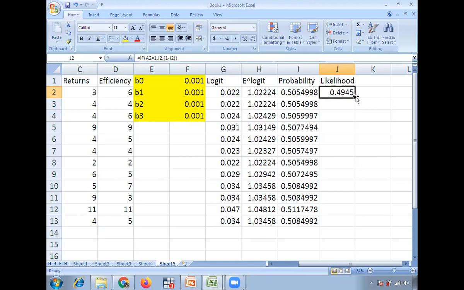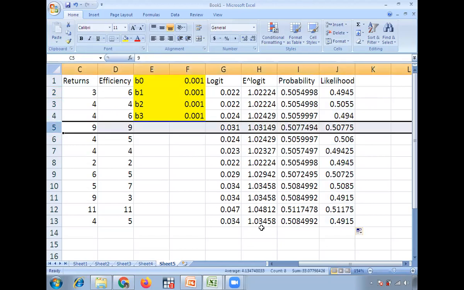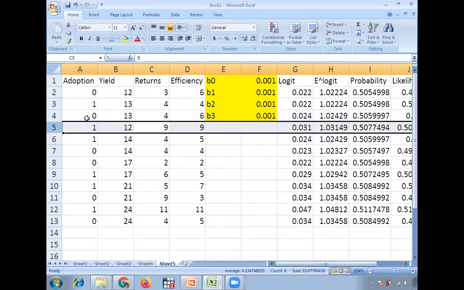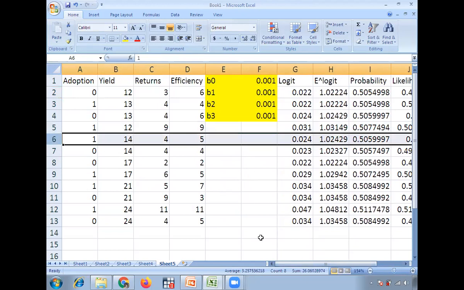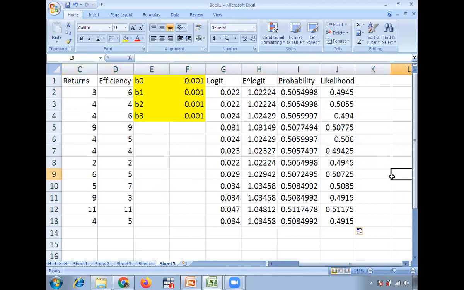And then when we drag, here the value is the same, because here the farmer should have said that the technology has been adopted by him. You see here 1. So when the farmer has said, yes, I have adopted the technology, then you'll be having 0.506. So depending on the response given by the farmer, we have the likelihood.